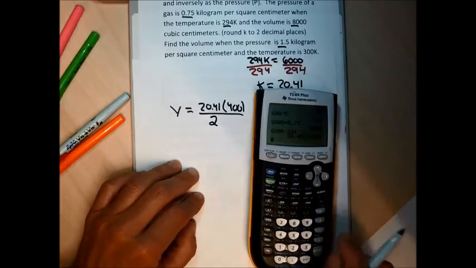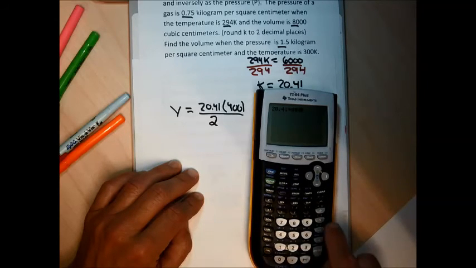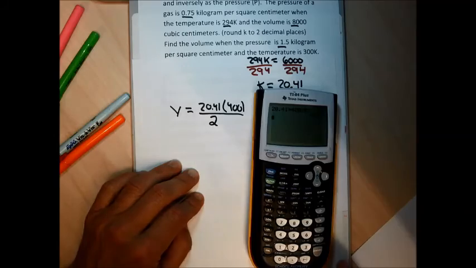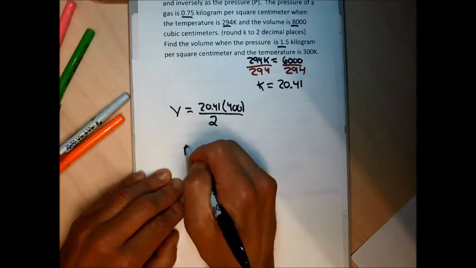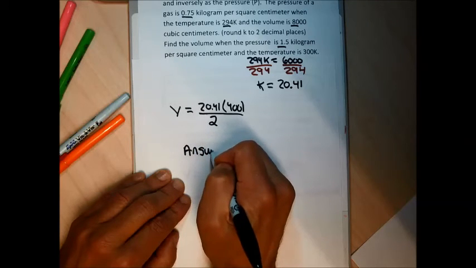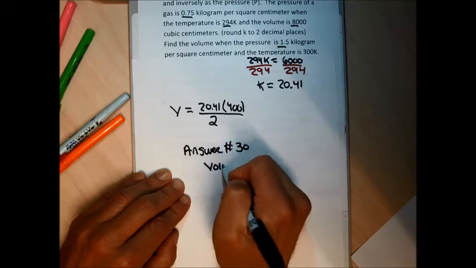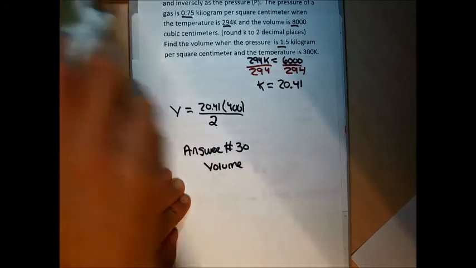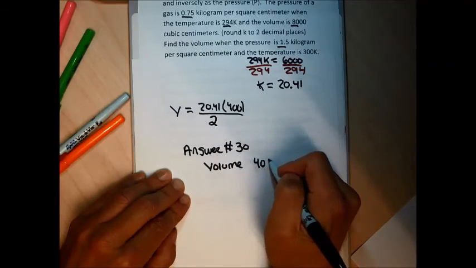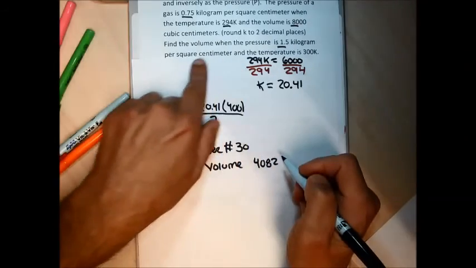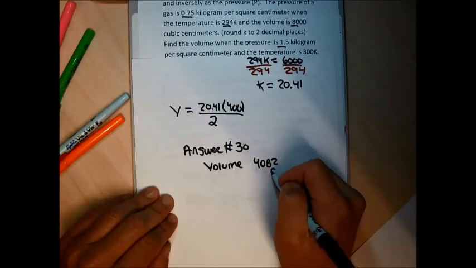To get that number, I have to go 20.41 times 400 divided by 2. I get 4,082. And so my answer to number 30, the volume is going to be that number, 4,082. And the units for the volume are given where the units are. So the volume is in cubic centimeters.